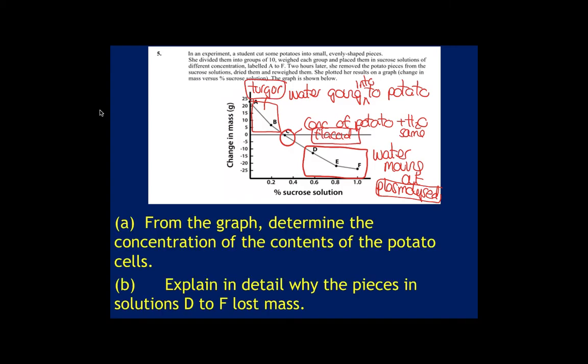And the questions then they asked: from the graph determine the concentration of the contents of the potato cell. So that's when there's no net movement of water, so C, which is 0.4% sucrose. And then explain in detail why the pieces in solution D to F lost mass. So if water is moving out of the cell, it must be in a more concentrated solution, because more concentrated means less water. So it's in a more concentrated solution, so water leaves the potato cells.